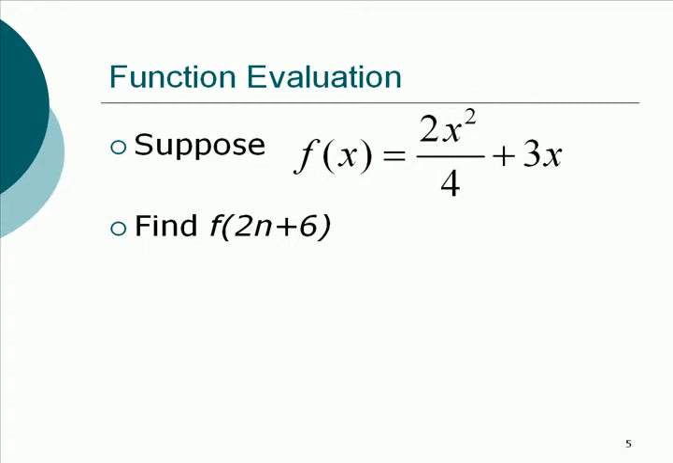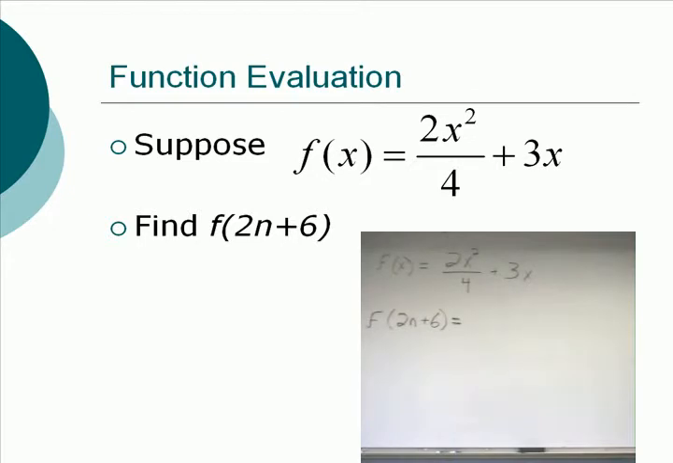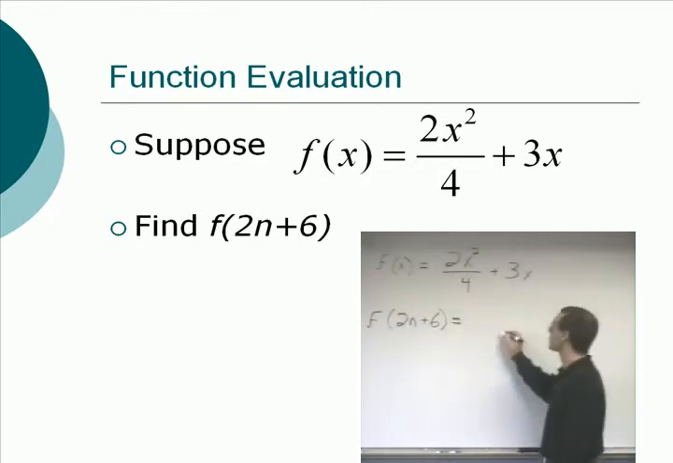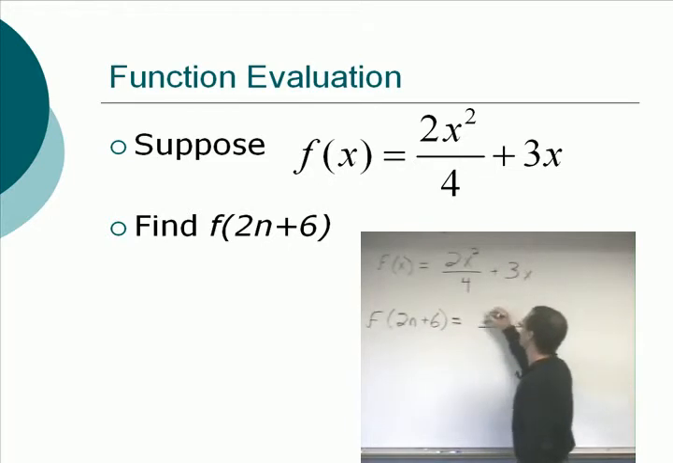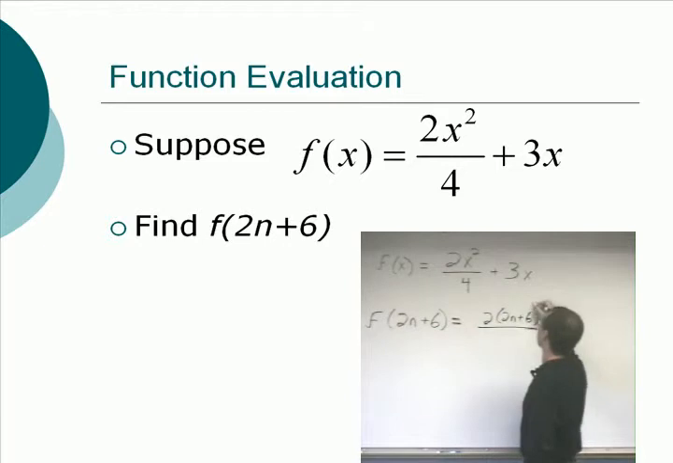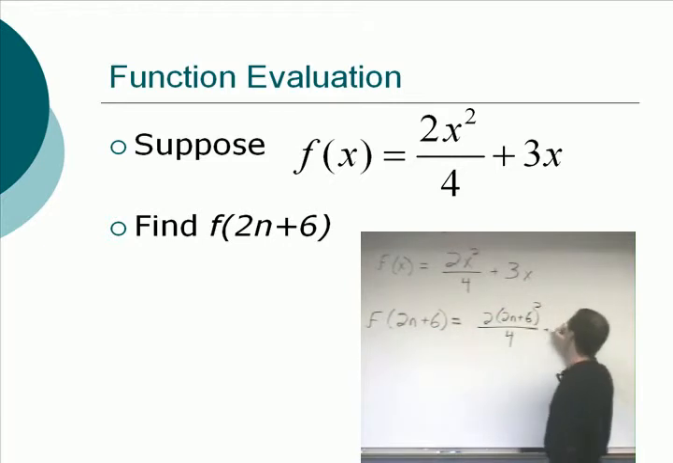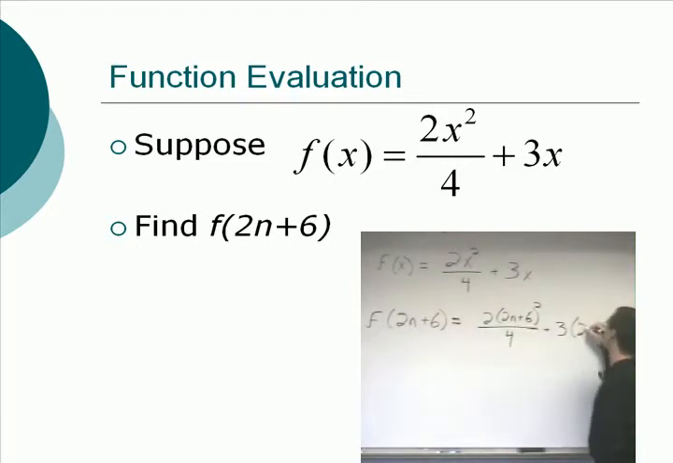Let's do one more example that's a little bit more involved. Suppose we've got f of x is equal to 2x squared over 4 plus 3x. We want to find f of 2n plus 6. Well, what we're going to do is we're going to fill in 2n plus 6 into every place where x occurs in that function and simplify it. So this will become 2 times (2n plus 6) squared over 4 plus 3 times (2n plus 6). Everybody agree with that?